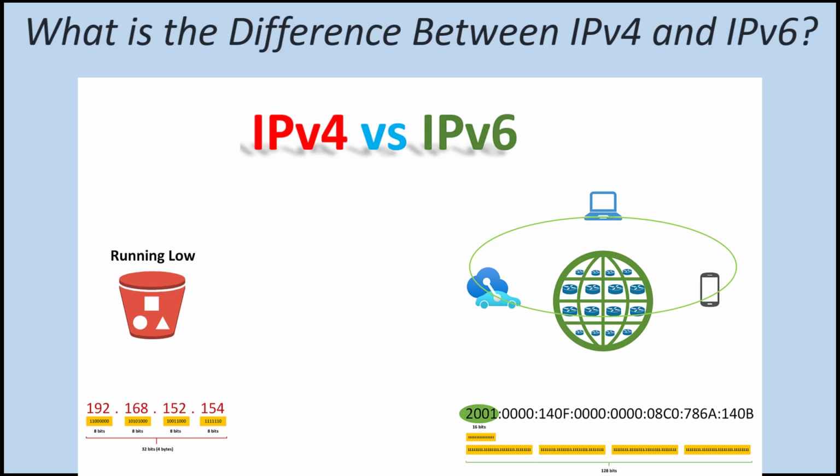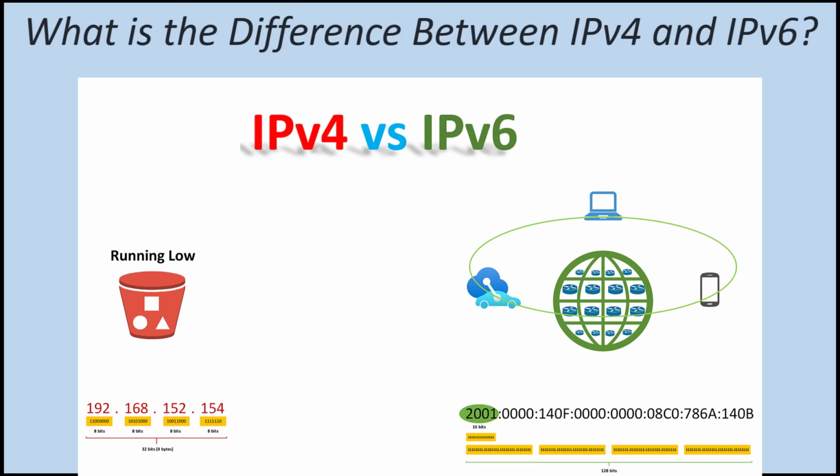Why is this important? Well, picture IP addresses as postal codes for the Internet, and IPv4 is running low on unique codes. With our ever-growing army of Internet-connected devices, we need more codes. And that's where IPv6 comes to the rescue.